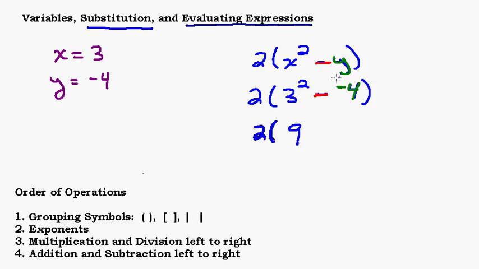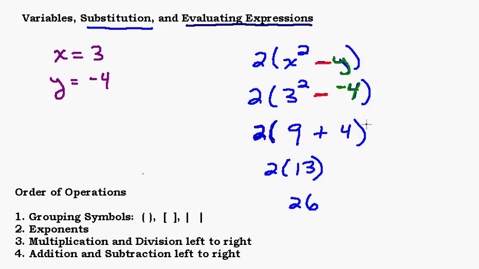And then I think it's a good idea here, we can change this minus a negative. Remember what you do with minus a negative? Minus a negative turns into a plus. So minus a negative is +4. Now we can continue with our grouping symbol, simplifying what's inside the parentheses. We get 13. So 2 times 13, and 2 times 13 is 26. And that would be your answer.